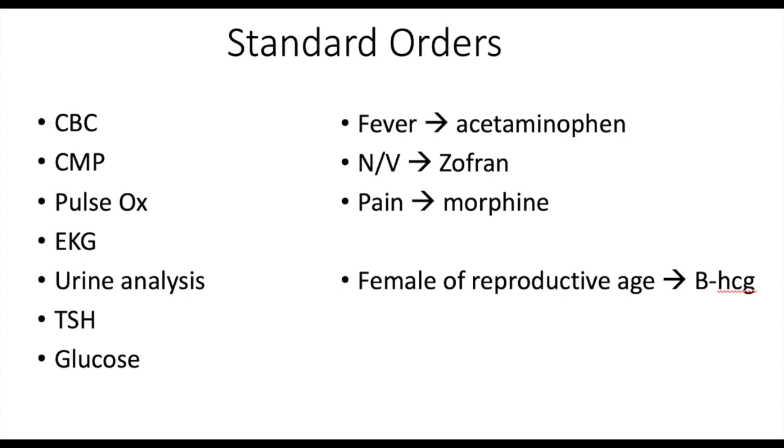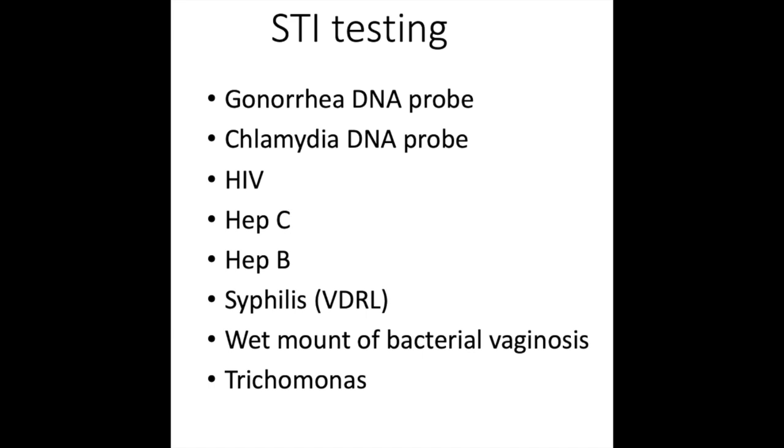In the beginning of the vignette, it'll tell you if the patient is complaining of nausea or vomiting, so put in Zofran. If they have any pain, give them morphine. And if they have a fever in their vital signs, make sure you start acetaminophen. Additionally, if they have a fever, you want to make sure you culture their blood, urine, and sputum. If the patient is sexually active and you're worried about an STI, make sure you order a chlamydia and gonorrhea DNA probe, HIV, Hep C, Hep B, syphilis, wet mount for bacterial vaginosis, and get trichomonas as well.